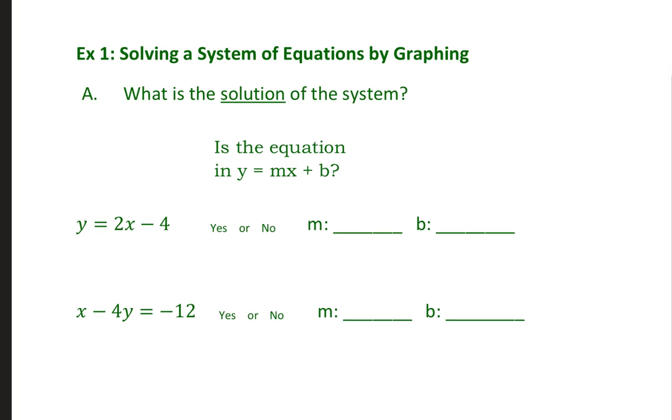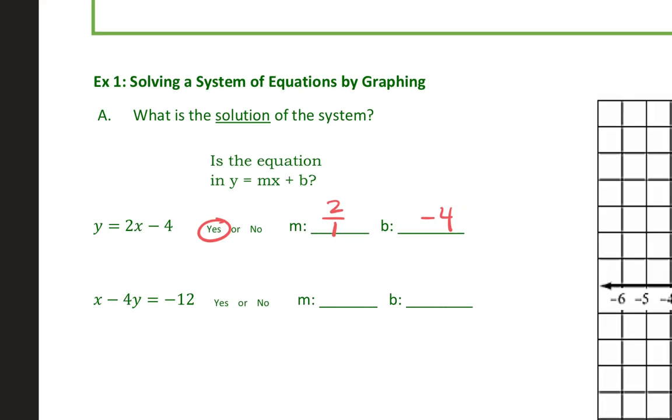So first you want to look at it and say, okay, is this in slope-intercept form? Is this one in slope-intercept form? It is. So you're going to say, okay, that one's good. What's my slope here? 2 or 2 over 1. All right, and then what's your y-intercept? Negative 4. All right, let's go ahead and graph that one first.